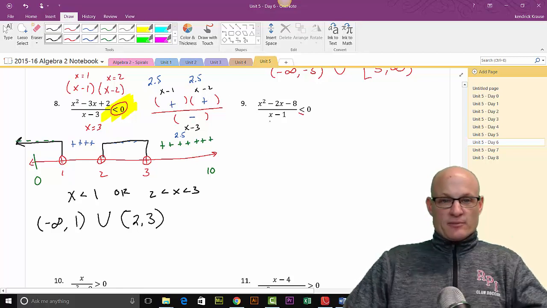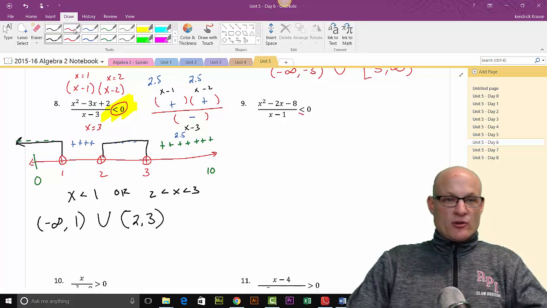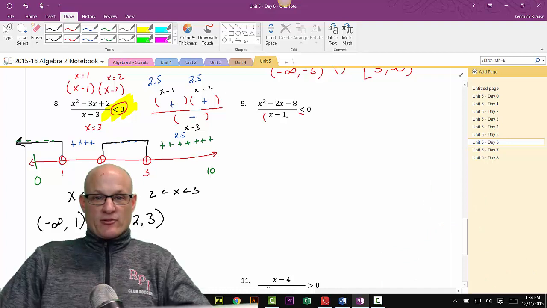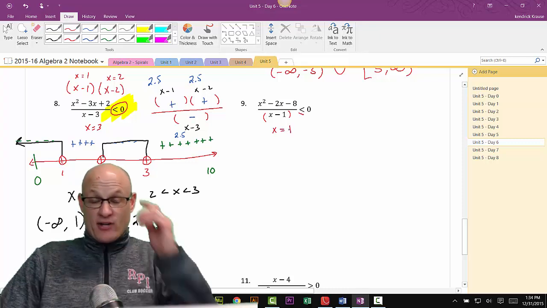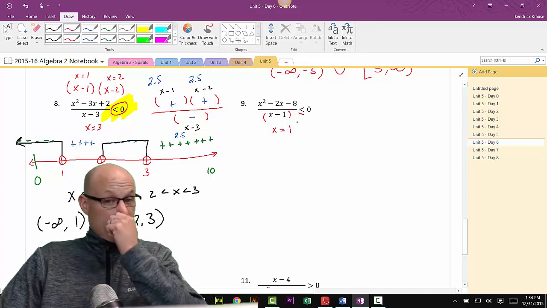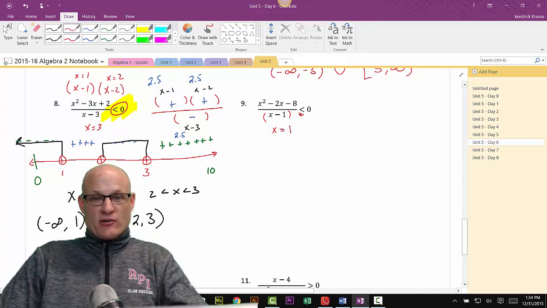All right, let's take a look at this one. Let's factor this numerator first. I know the denominator is going to give me a number, x equal to 1. It's also where it is undefined. That means if 1 is part of my answer, I cannot put a solid circle there, even though I've now changed this to less than or equal to.